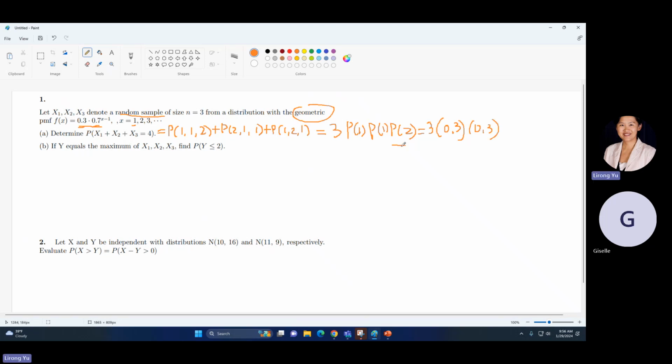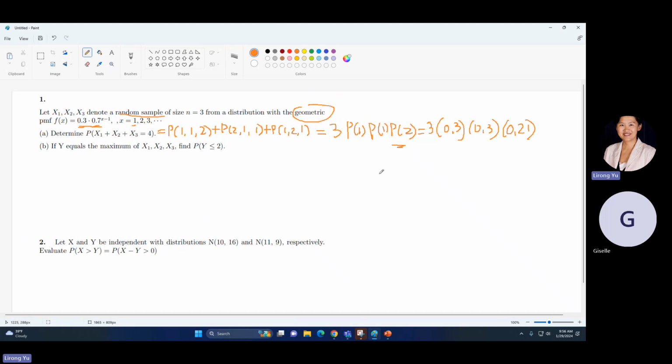And then for the probability that x equals 2, it's 0.3 times 0.7, so it's actually 0.21. The result of 0.3 times 0.7. And then the rest is just working with numbers. So I'll leave that for the calculator.